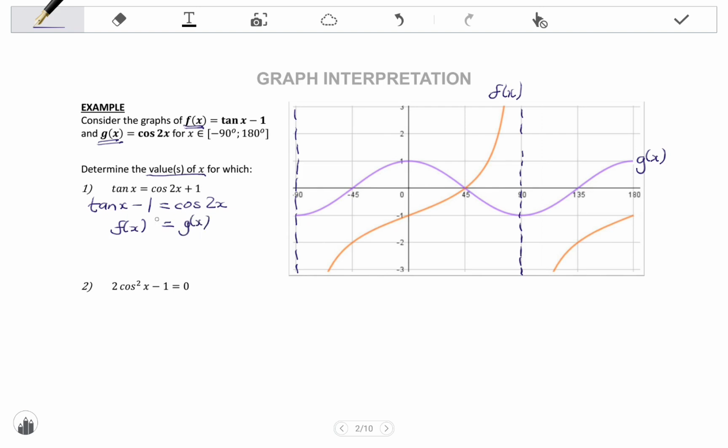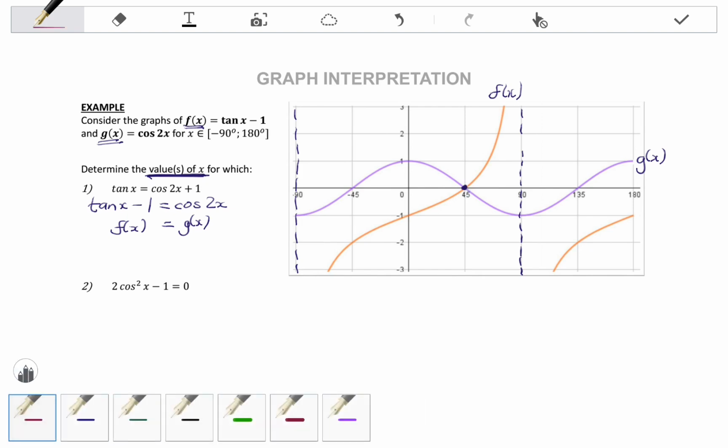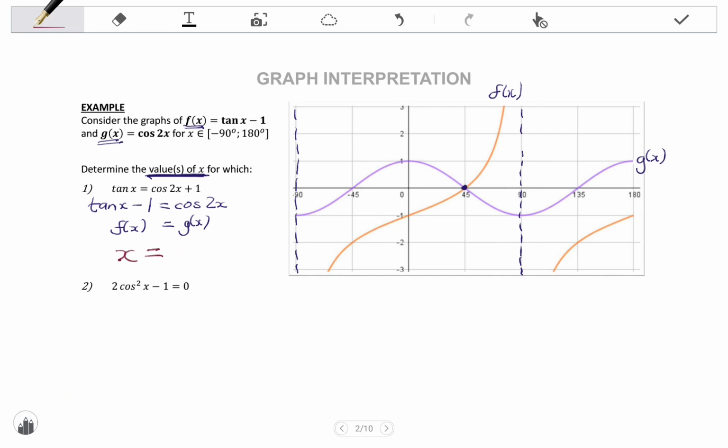Okay, so we need to then understand what does it mean if f of x equals g of x. And from our years of graph interpretation, you should recognize this as the points of intersection. So what we need to answer with are the values of x where these graphs intersect. So looking for the points of intersection, there is only one point at which these graphs intersect. It is at the 45-degree angle, and we only need to answer with the x values. Okay, so our answer to number 1 is x equals 45 degrees.